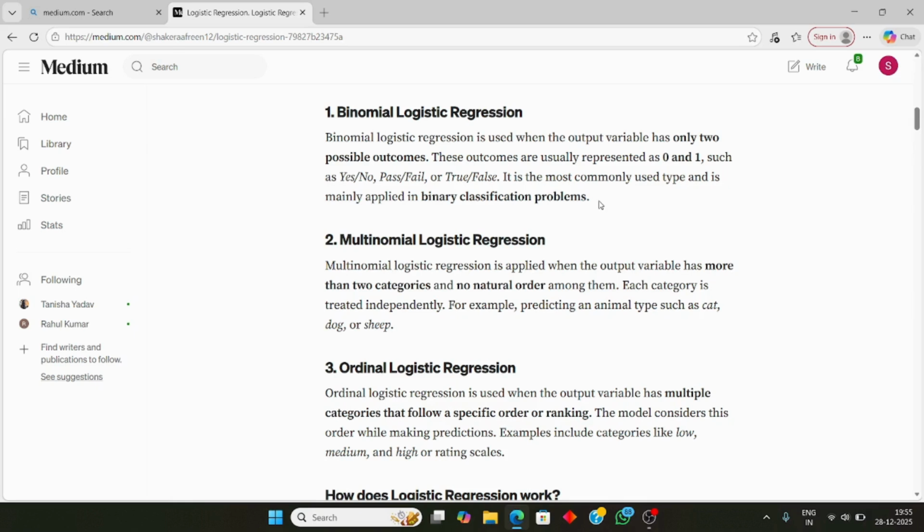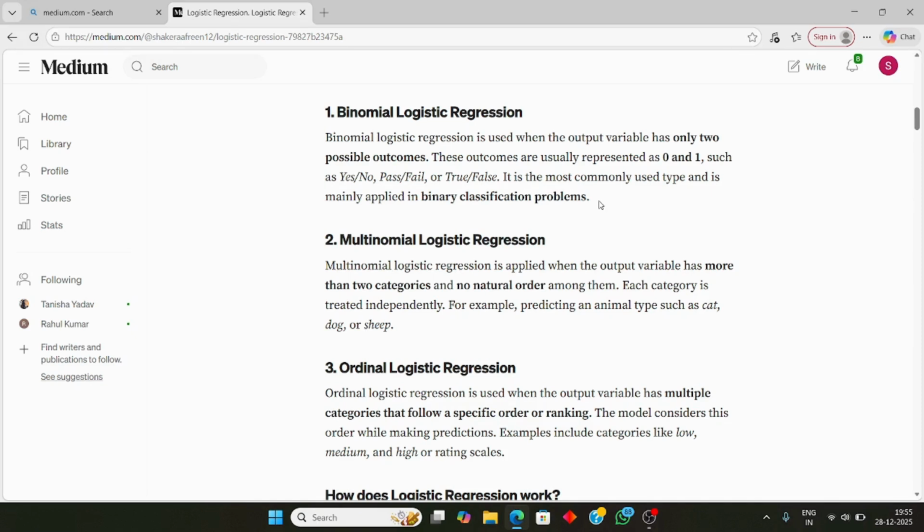They are generally used for an output variable that has only two possible outcomes. Okay, like when we get the output variable in just two possible outcomes, that is known as binomial logistic regression. Just in a case like either it will be true or false, or it will be in a yes or no condition. That is two possible outcomes.